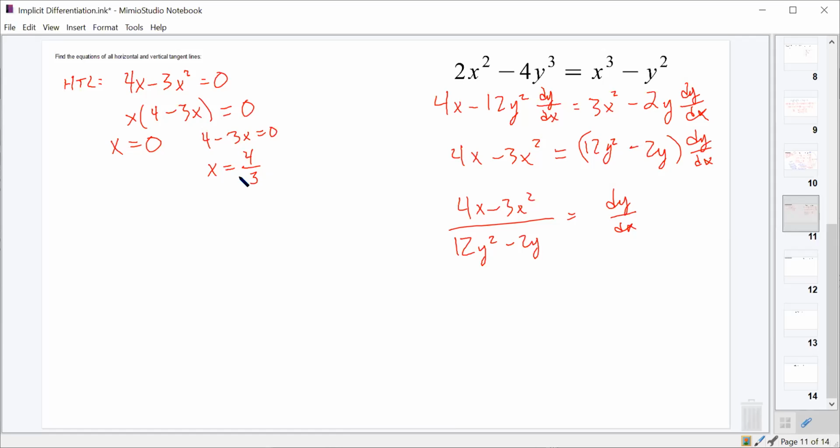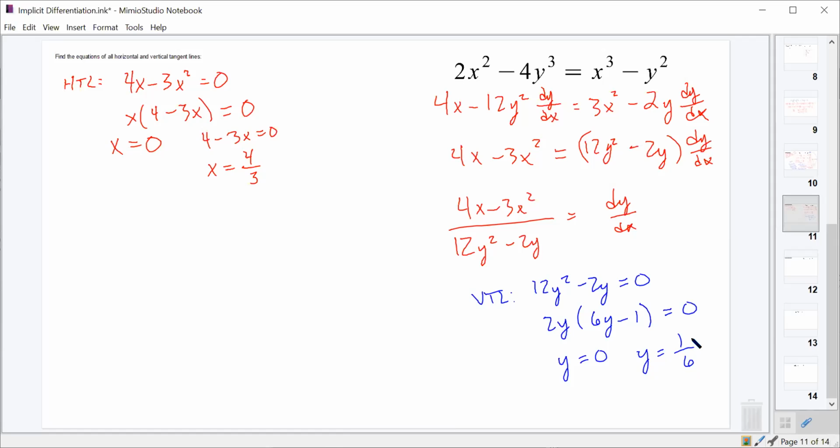And then to look for vertical tangent lines, we'll do this one over here. We need to set the denominator equal to 0. So that'll be 12y squared minus 2y equals 0, which when we factor out a 2y gives us 6y minus 1. And that gives us y equals 0 and y equals 1/6. Everybody all right with that?